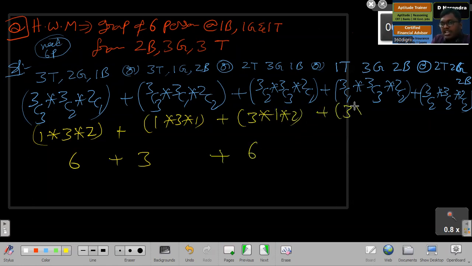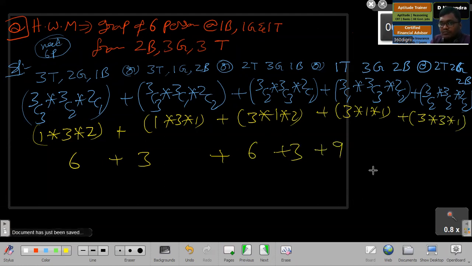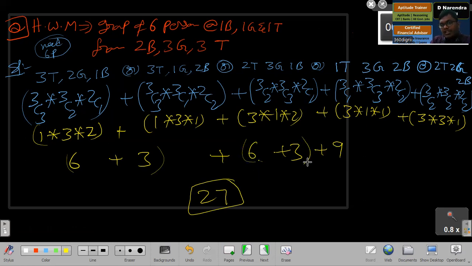Plus 3, 1, 1, that is 3, plus 3, 3, 1, that is 9. So the final answer is 27, I guess. 6 plus 3 is 9, 6 plus 3 is 9, one more 9. 9 times 3 is 27. Is it clear for all?